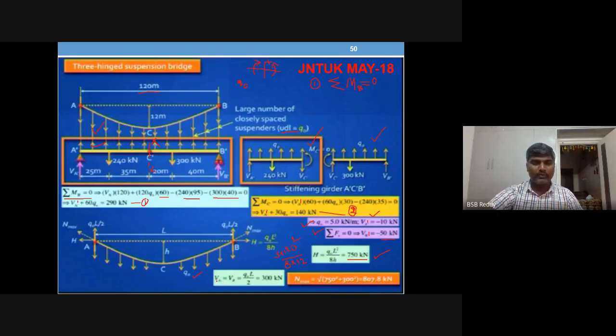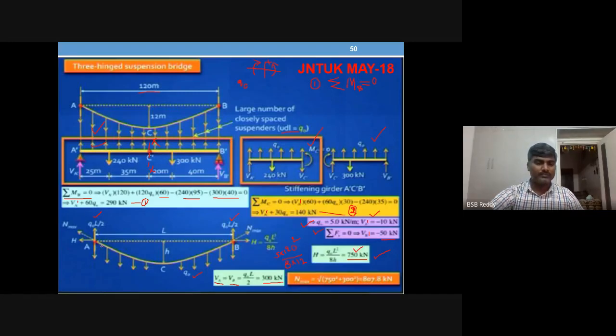Anyhow, VA is equal to VB because only UDL you have. It is total 120 into Q naught. So 120 into 5, so 600. Half of the load goes to the left support and half of the load goes to the right support. So 300 is the vertical reaction value. Either this or this will be 300 kilonewton. And the horizontal reaction is 750.